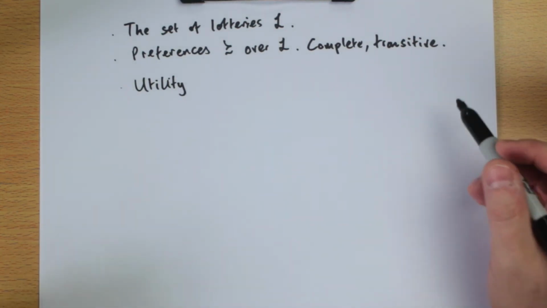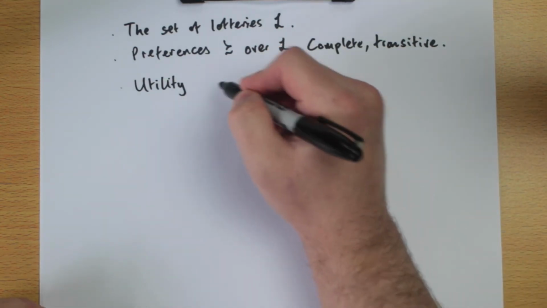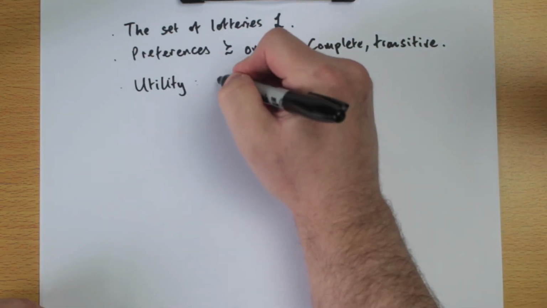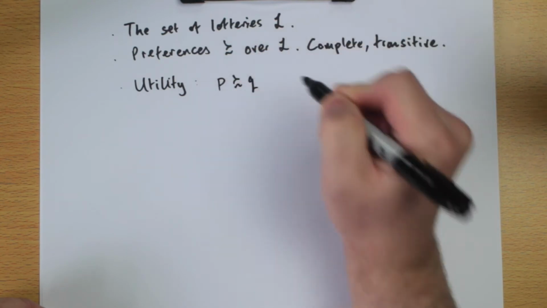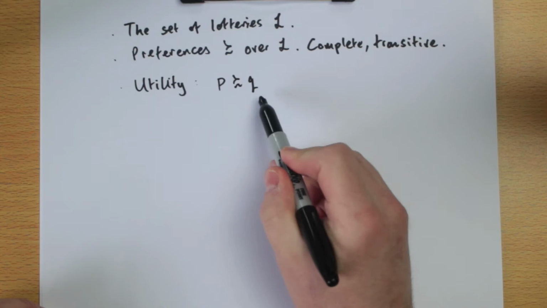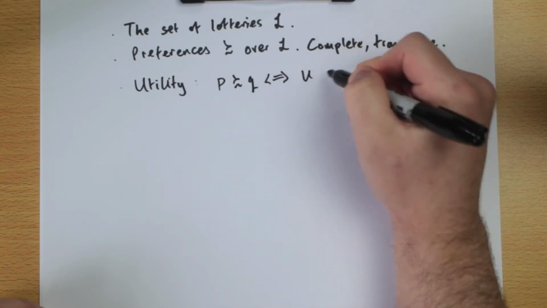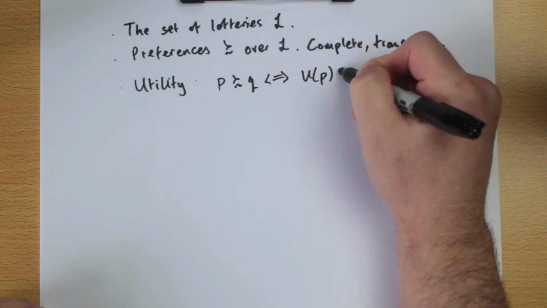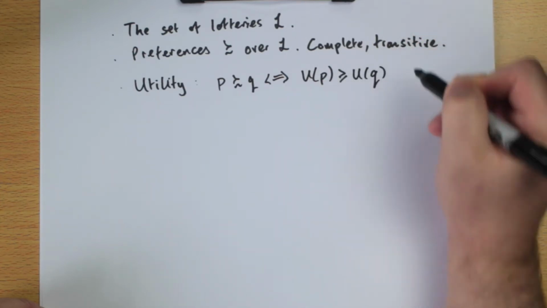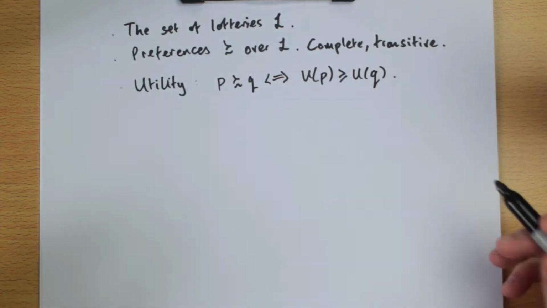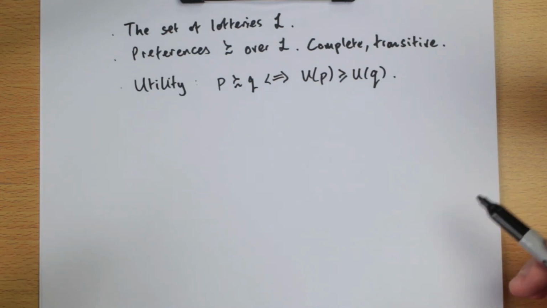But if I added one more assumption called continuity, which we'll discuss later, I could define an ordinal utility function, a representation to say, well, if this decision maker prefers lottery P over lottery Q, this is true if and only if the utility that I assign to that lottery is greater than or equal to the utility I assign to the lottery Q. Okay, so that would be one way of modeling choice over lotteries.